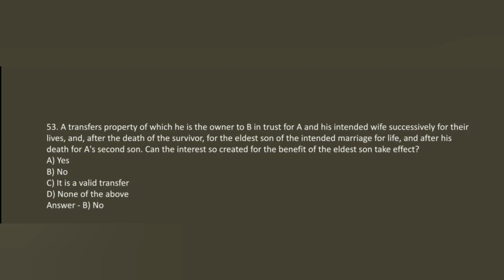Next question. A transfers property of which he is the owner to be in trust for A and his intended wife successively for their lives, and after the death of the survivor for the eldest son of the intended marriage for life, and after his death for A's second son. Can the interest so created for the benefit of the eldest son take effect? Correct answer option B, no.